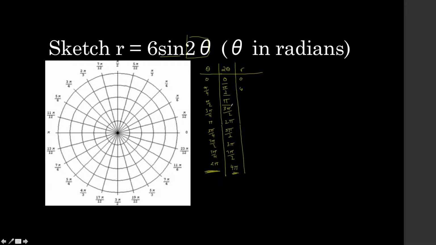So the sine of pi is going to give us 0 again. 3 pi over 2 is going to be negative 6. 2 pi is going to be 0. 5 pi over 2 is going to be 6. 3 pi is going to be 0. And hopefully you can see the pattern and you can fill in the last ones very easily. Now, let's go ahead and plot our points.